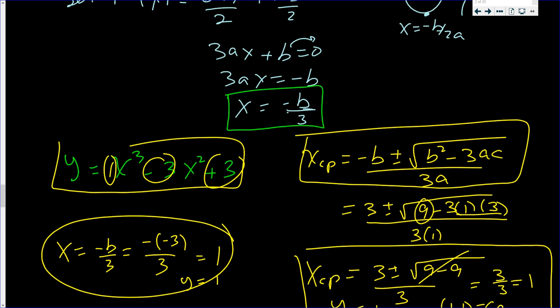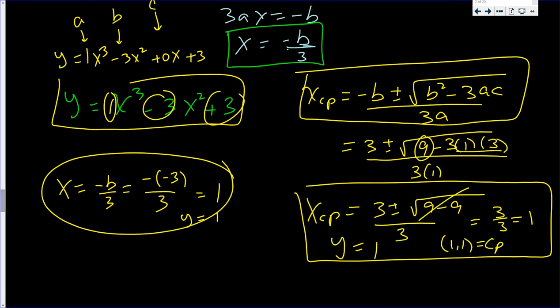So what's going on? Okay, so I see our error. Y is equal to 1x cubed minus 3x squared plus 0x plus 3. That is the A for the cubic, B is -3, and C is 0. Okay, so right over here, I messed up. I didn't plug in 0.